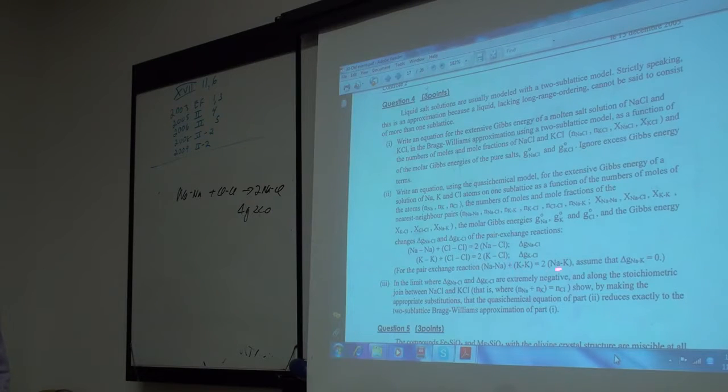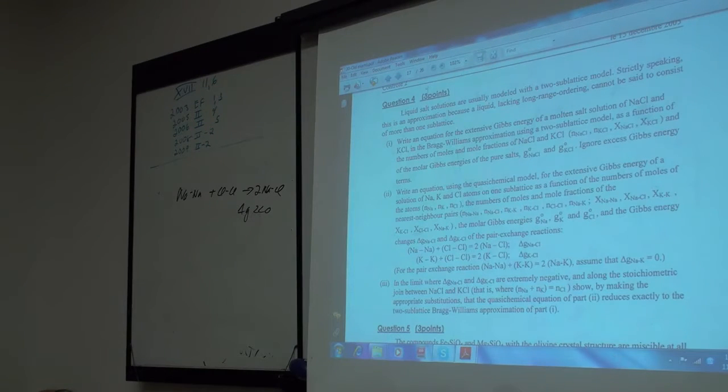For the pair exchange reactions, let's assume that delta G sodium potassium is 0. There's no ordering between sodium and potassium in this sublattice. In the limit where delta G NaCl and KCl are extremely negative, and along the stoichiometric join between NaCl and KCl, show by making approximate substitutions that the quasi-chemical model reduces to this model.